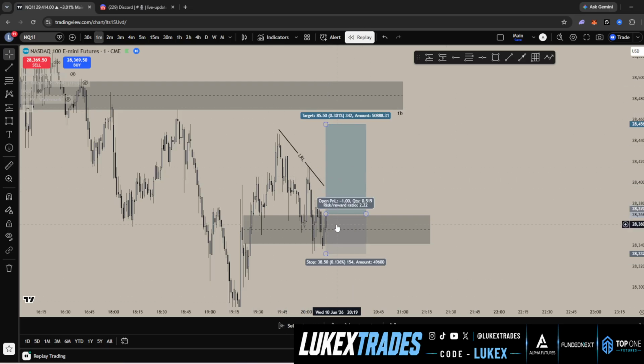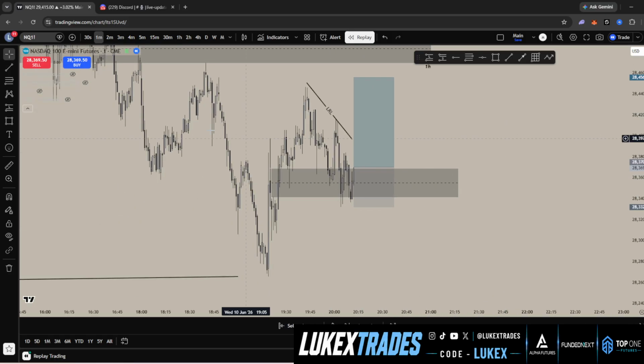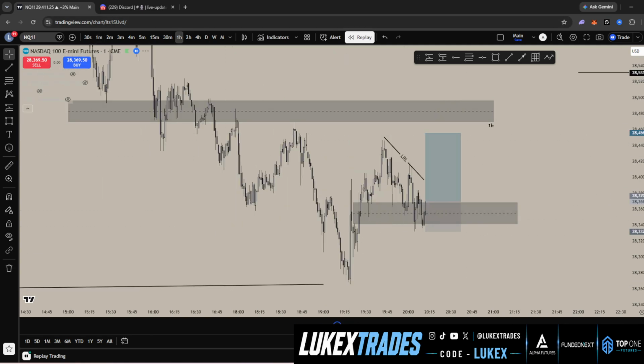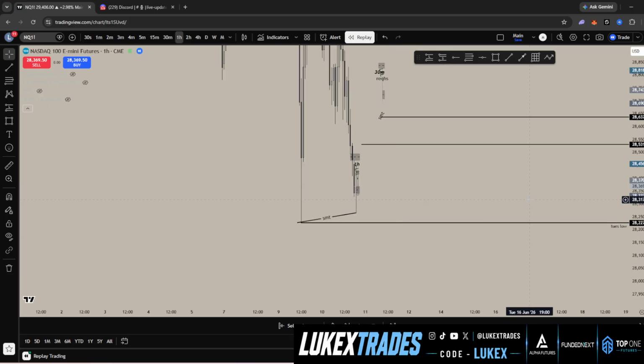And when you catch these moves, you're going to notice that price moves so fast, and you need to take advantage of these types of trades. Now, how does price move? Price takes out liquidity and then it fills imbalances, takes out liquidity and it fills imbalances. So if you notice here on the higher time frame, we zoom out, what did price do?